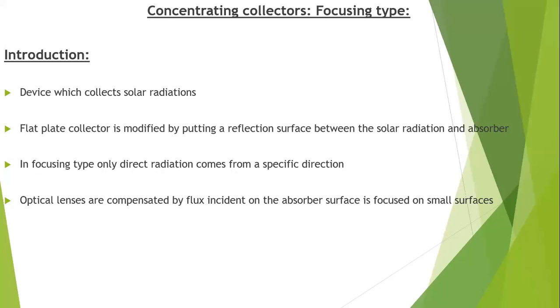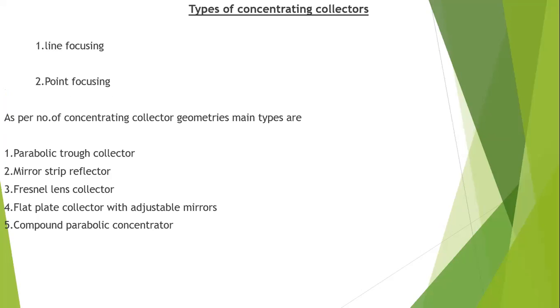These are the concentrating and focusing type collectors. Next we will see types of concentrating collectors. What are the types of concentrating collectors we see now? There are mainly two types. First one is line focusing collectors and second one is point focusing collector.